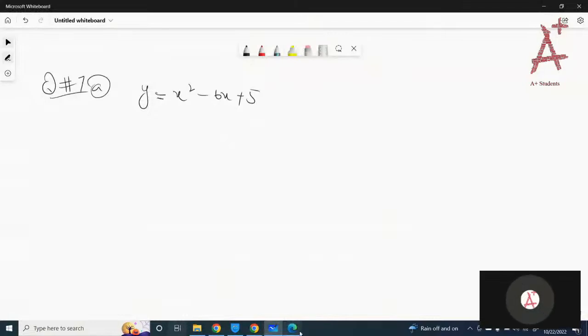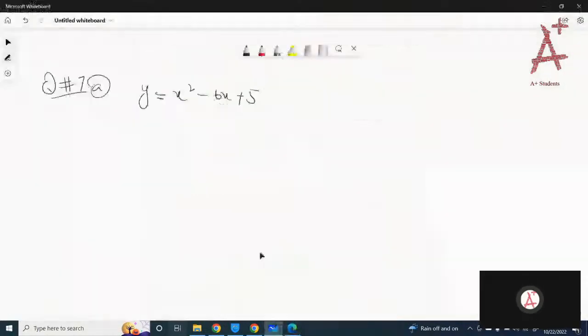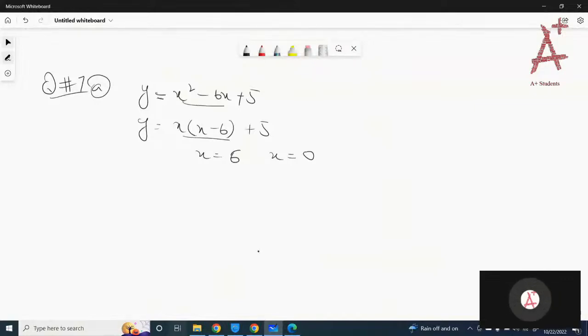So first of all, use partial factoring to determine the two points. We have to partially factor the equation. You can do it like this: y equals, here x is common, you are left with x minus 6, plus 5. Got it? So here you have two of the points. Setting this equal to 0, you have x equals 6 and x equals 0. So these are the two points.